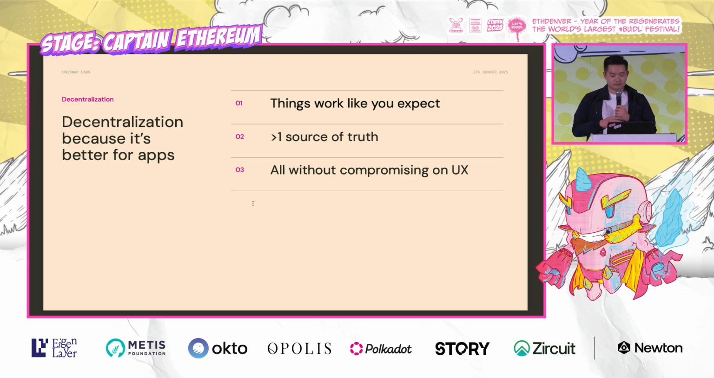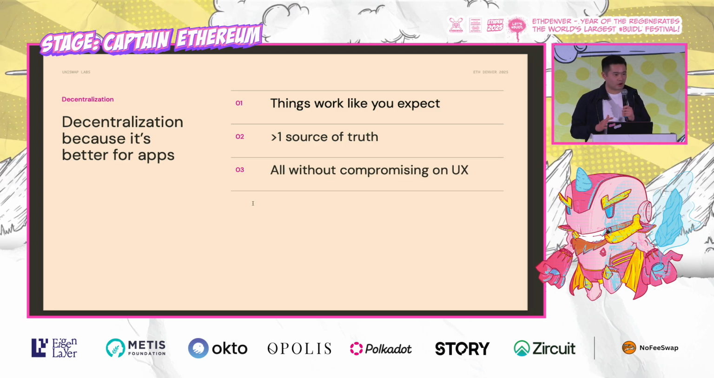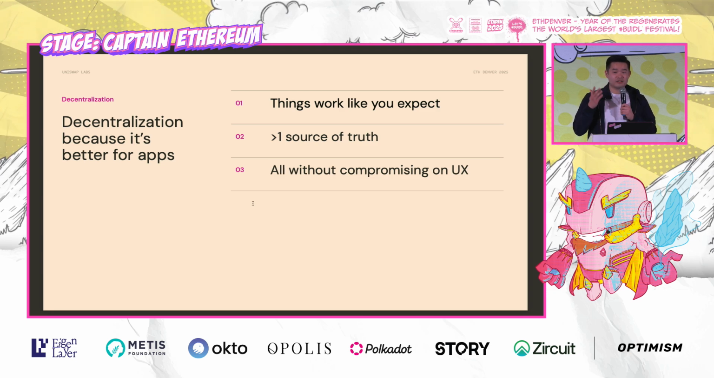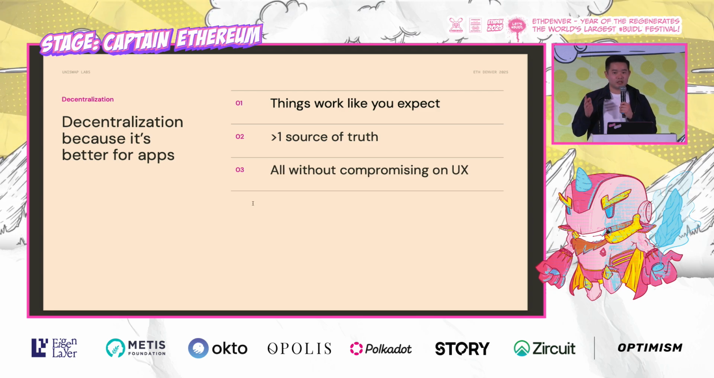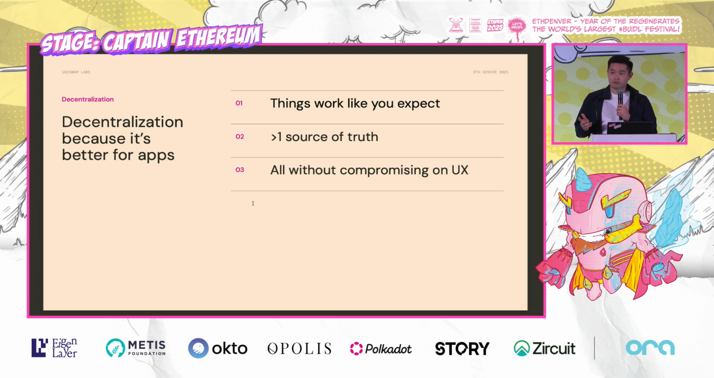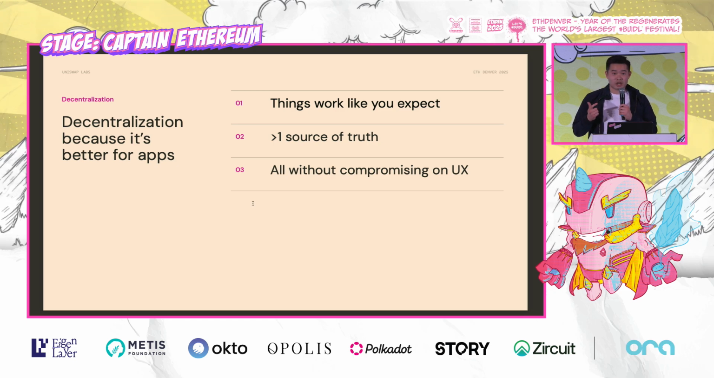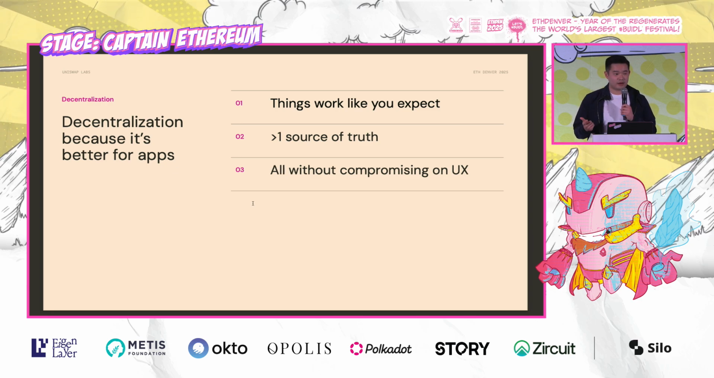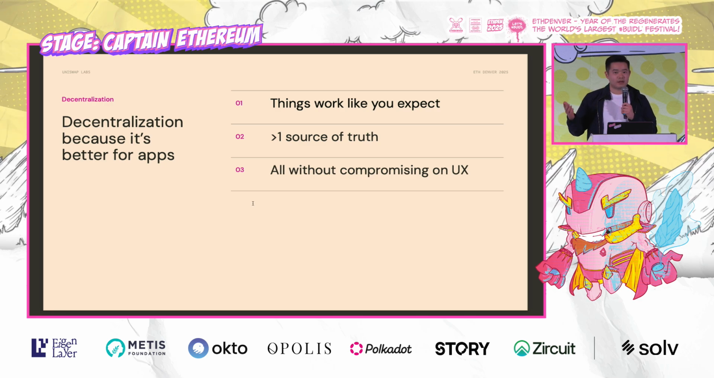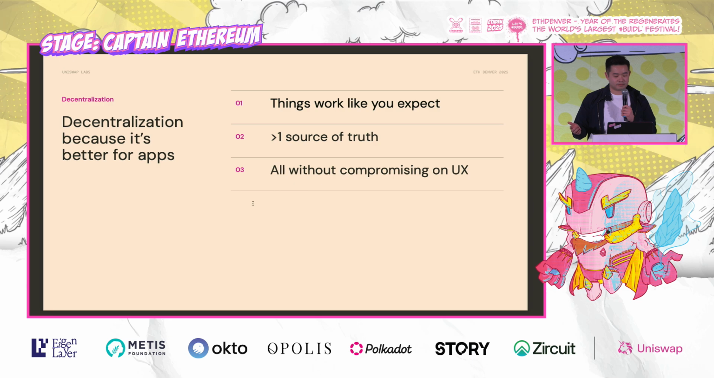Here's what you get. First, things work like you expect them to. What we say happens, you can verify it actually happens. You don't have to just trust us. Second, you get more than one source of truth. If you're trying to debug something, if you're trying to figure out a problem or just what the heck is going on, you don't have to trust us. You can cross-reference what we say happens with what someone else says happens. And that's easier for you to work with.